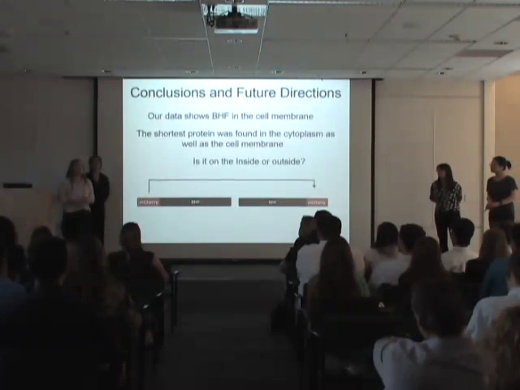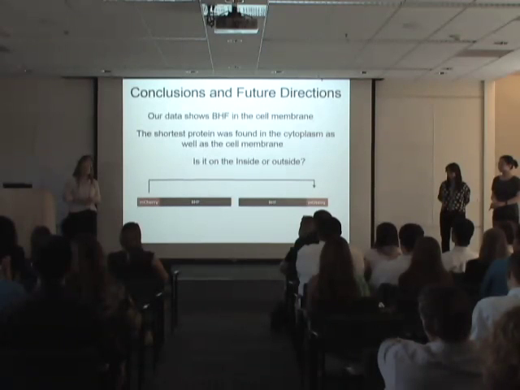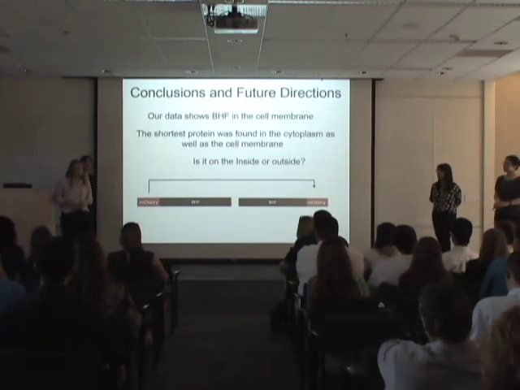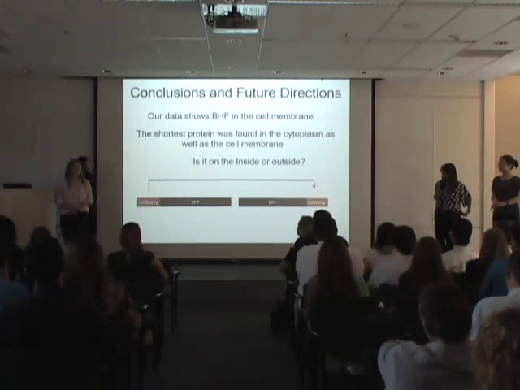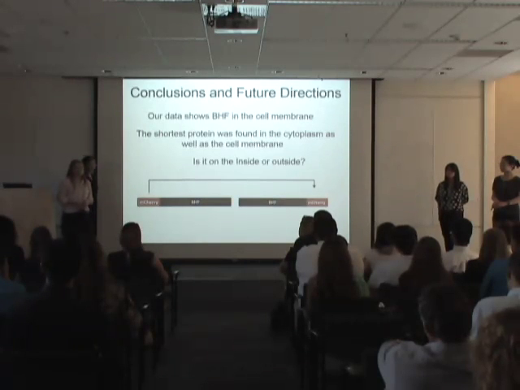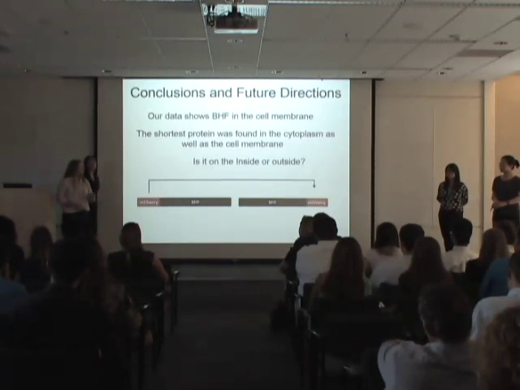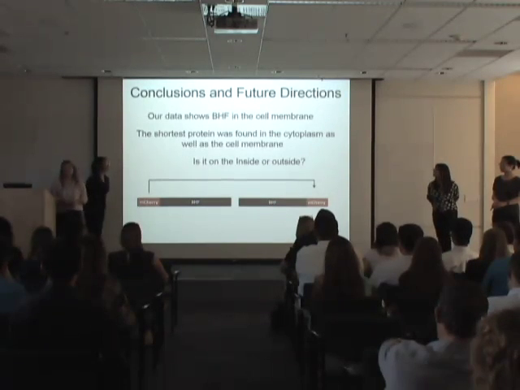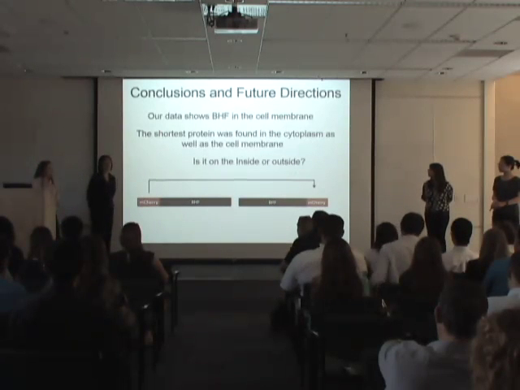From our data, we can conclude that VHF is in the cell membrane. Yet when we look at our shortest strand, we can see that it is located in the cell membrane as well as the cytoplasm. To further characterize this protein, we could conduct an experiment to determine whether it resides inside or outside of the cell. Another way we could characterize it is to run an experiment binding the mCherry to the other side of the VHF using the same experimental methods we did here, to see if there's a specific segment dedicated to localization. So the more we find out about the VHF protein, the better we can understand the molecular mechanisms behind allorecognition.